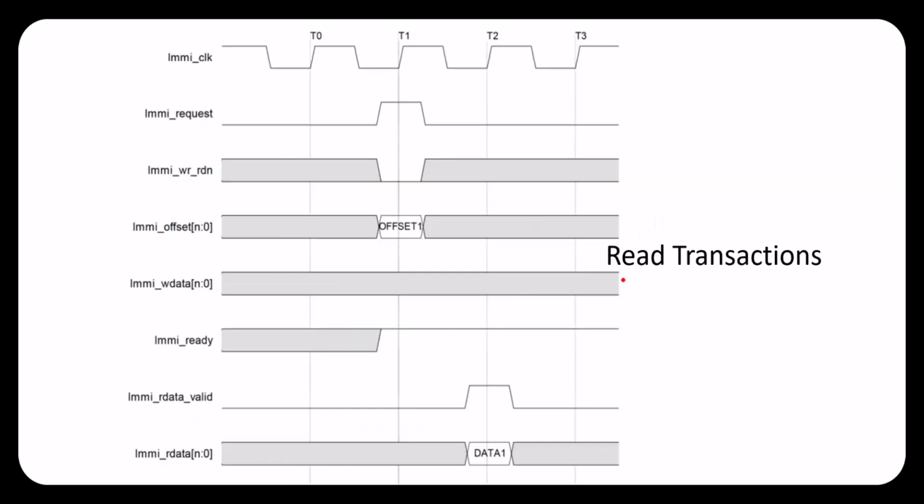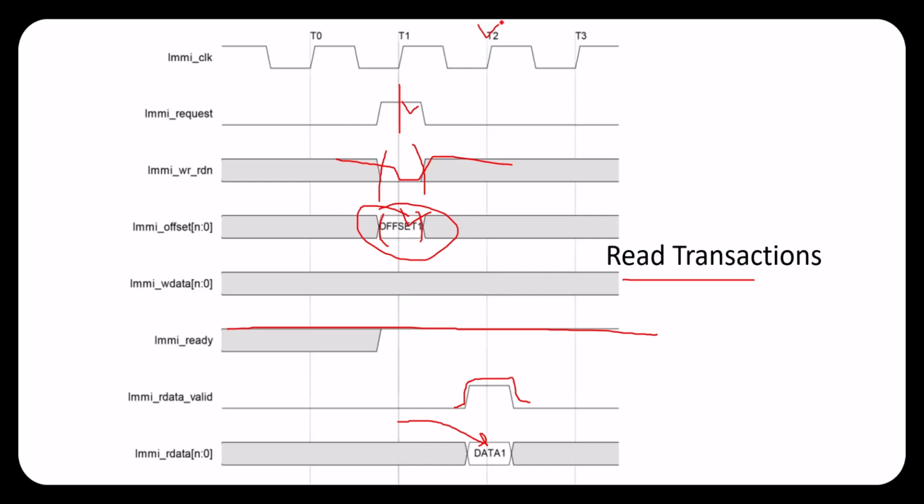Again, in a read transaction, everything is the same, but the write signal is to be low. We have to place the address, there will be the request, and obviously the ready signal will be 1. So the slave received the address and senses that the master needs some data from this location. It's happening in T1, and once it is known, the master requests the data, so the slave places the data along with the valid signal, so that in the next clock it will be completed.